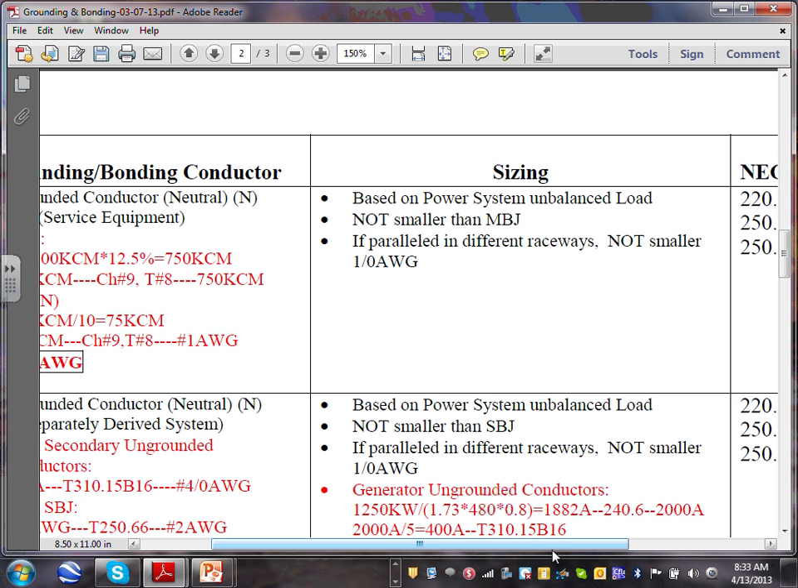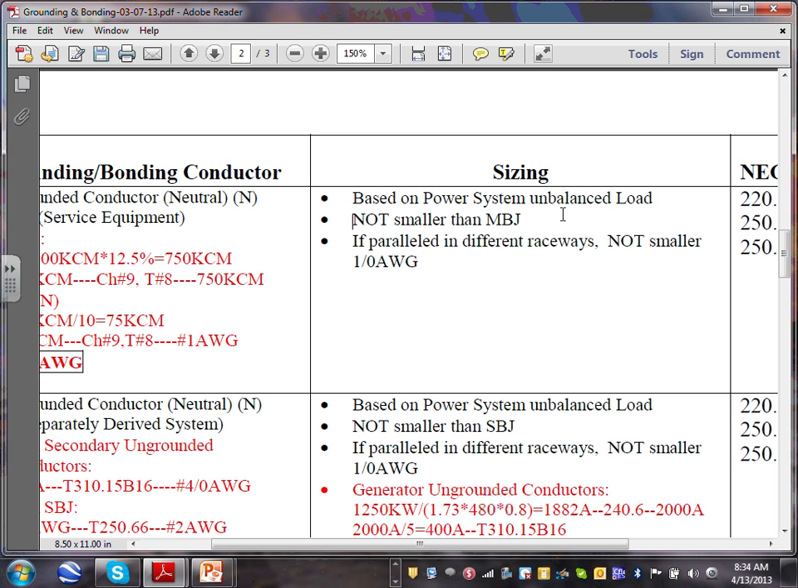Okay, now, to summarize this, long story short, if you size based on the unbalanced load in a commercial and industrial building, you almost always end up with a tiny, tiny neutral conductor that the code does not allow you to use. If you try it, you can't. But you have to start with the unbalanced load.